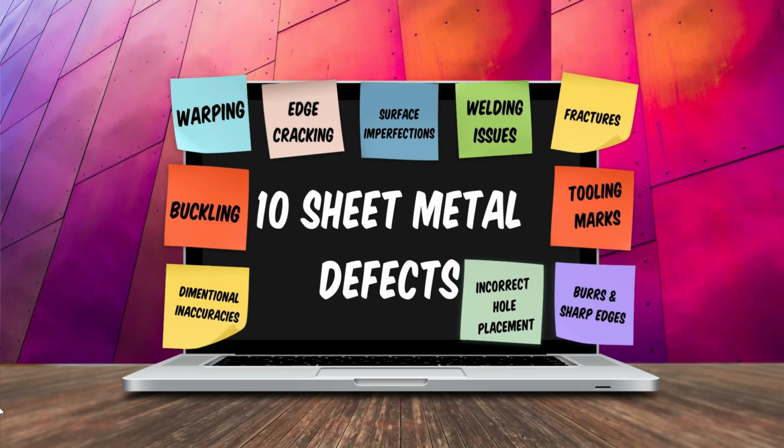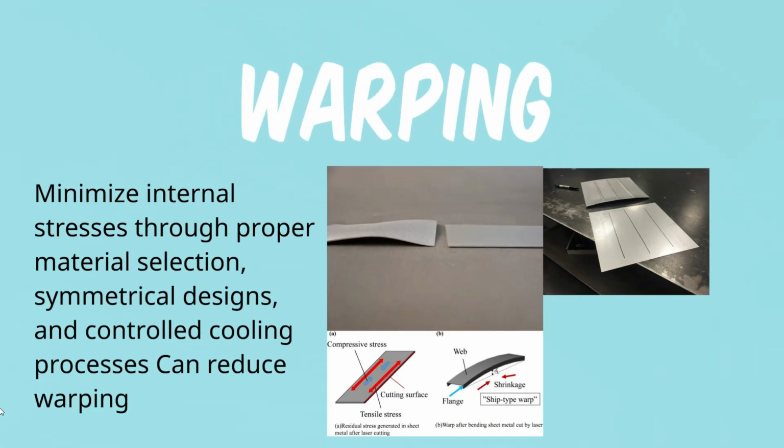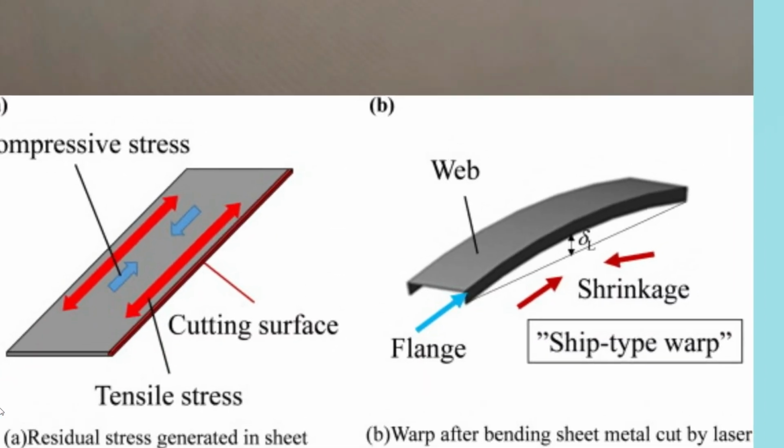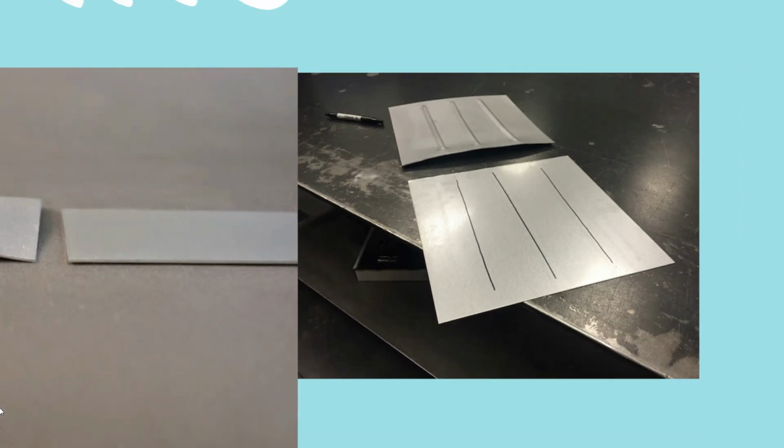3. Warping. Metal may shrink and warp as it cools. Minimize internal stresses through proper material selection, symmetrical designs, and controlled cooling processes can reduce warping.